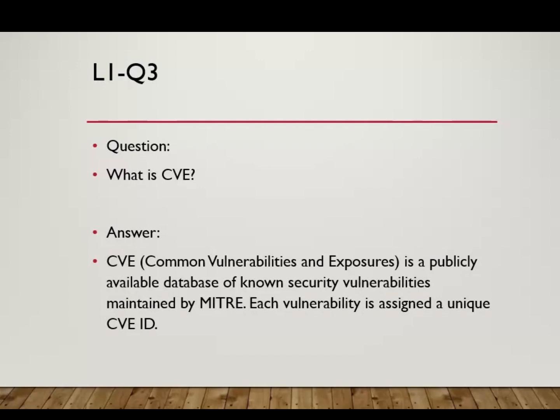What is CVE? CVE stands for Common Vulnerabilities and Exposures. It is a publicly available database of known security vulnerabilities maintained by MITRE, and there is another website, NIST.gov, where we can find the list of known vulnerabilities. Each vulnerability is assigned a unique number called a CVE ID, which consists of the prefix CVE, a hyphen, the year when the vulnerability was identified, a hyphen, and the CVE number.